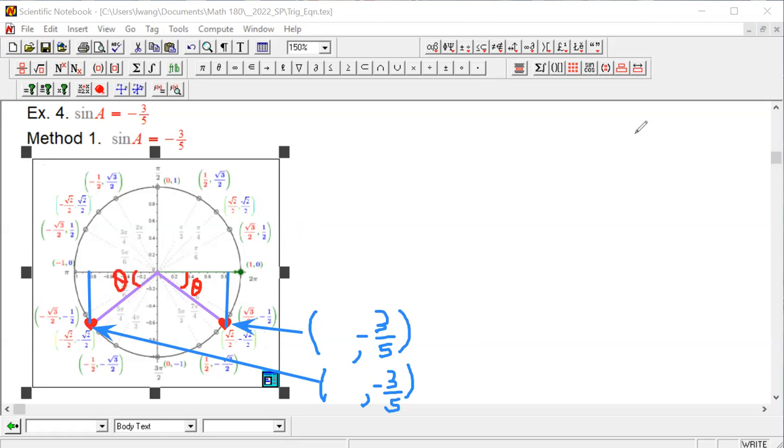And this is the time we're going to represent these angles. Okay, allow me. I hope nothing moves. Okay, nothing moves. There we go. So theta equals arc sine of -3/5.